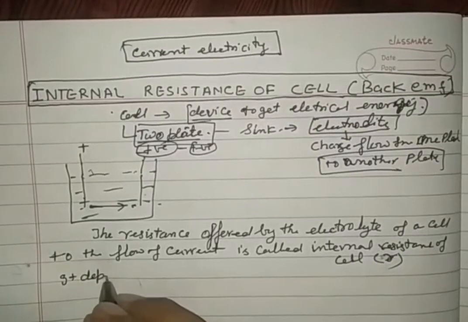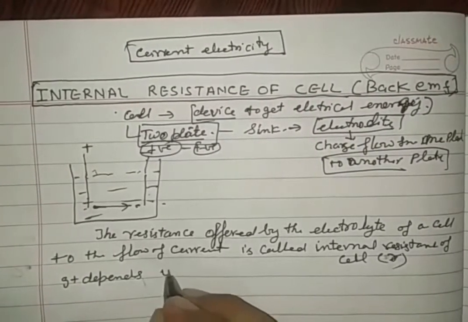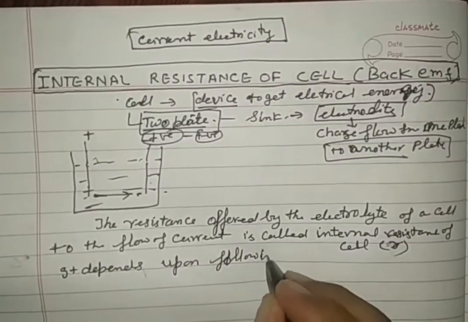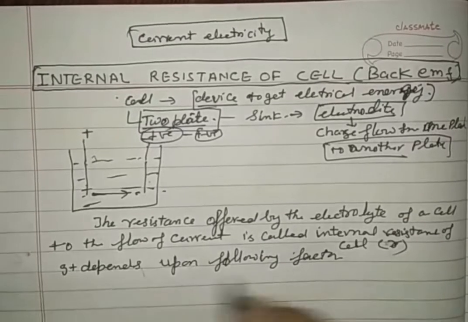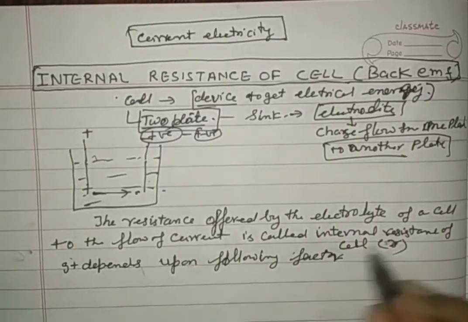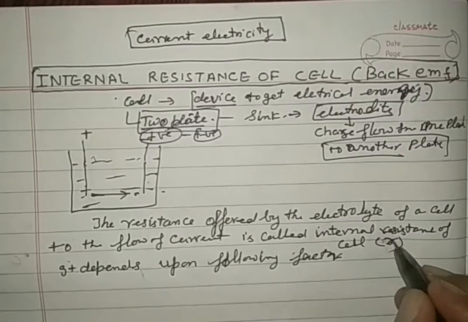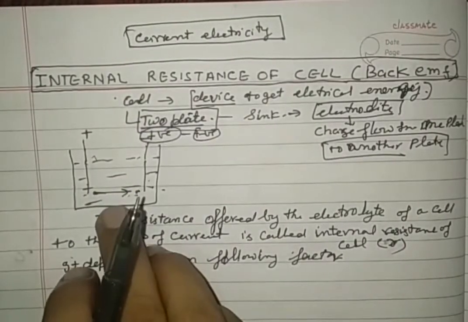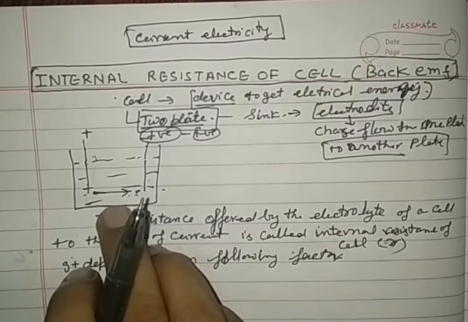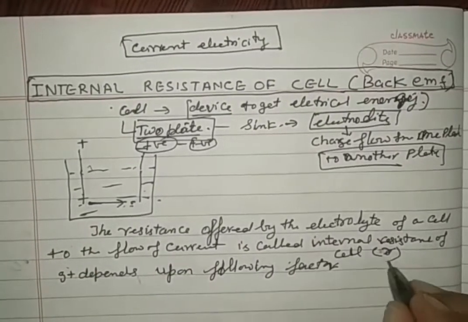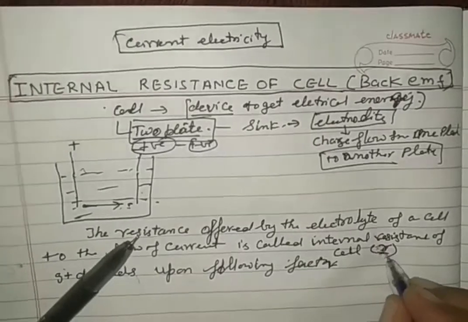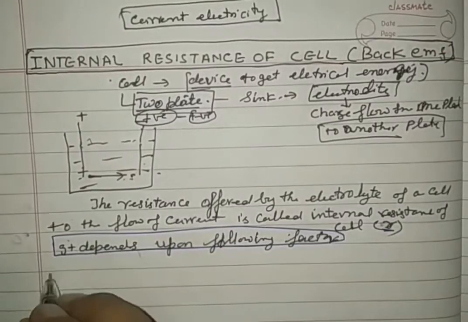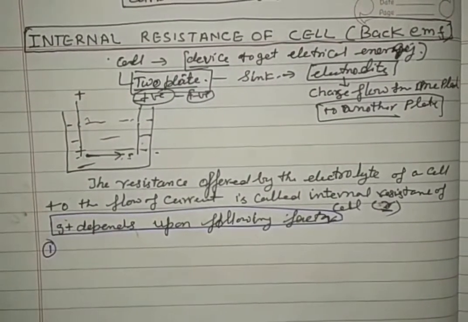It depends upon the following factors. See very carefully, the internal resistance of a cell. Internal resistance means the property of opposition to flow of current inside the cell within electrolyte. It is denoted by r. This internal resistance depends on the following factors. What is number 1?